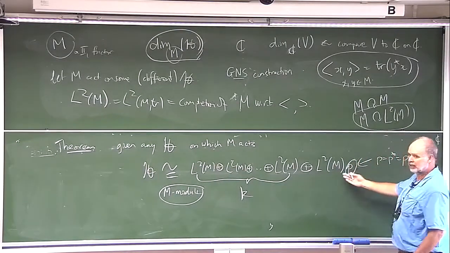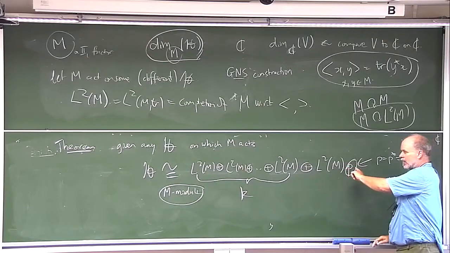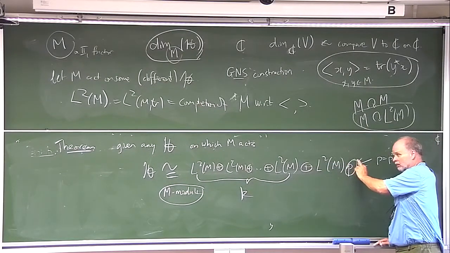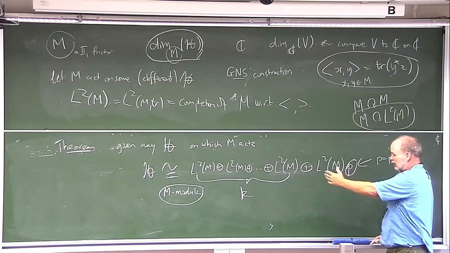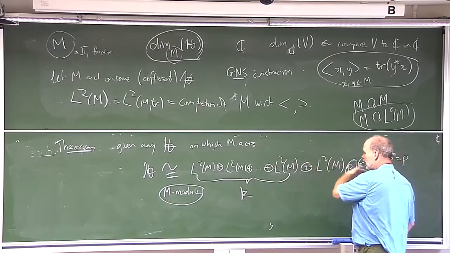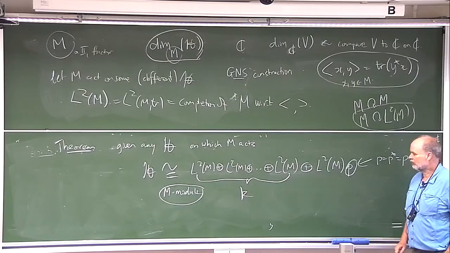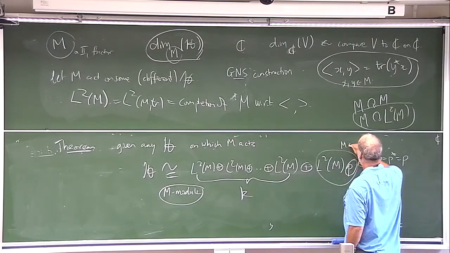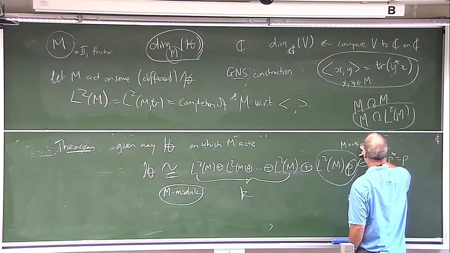We have left multiplication, but we also have right multiplication. So we're perfectly happy to take L2 of M and apply a projection on the right to it. And that still becomes an action on the left of M on this. So this here is a multiplication on the left.